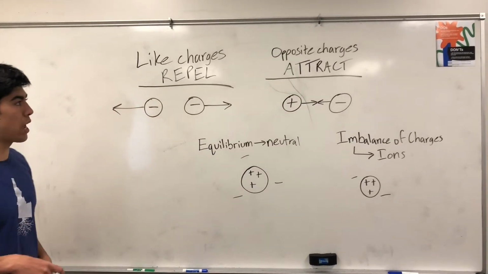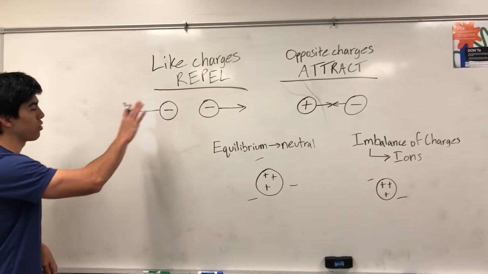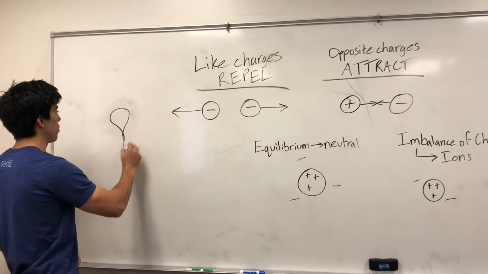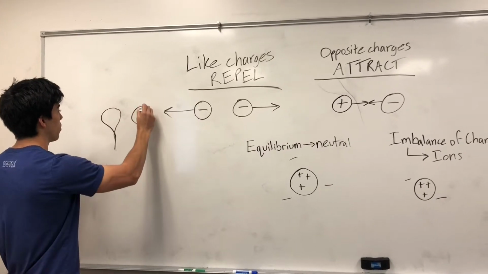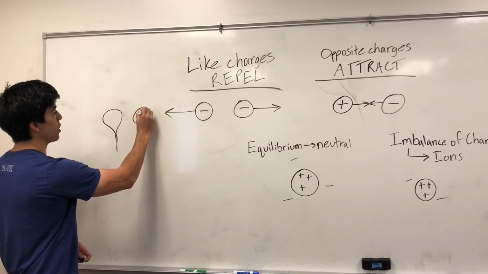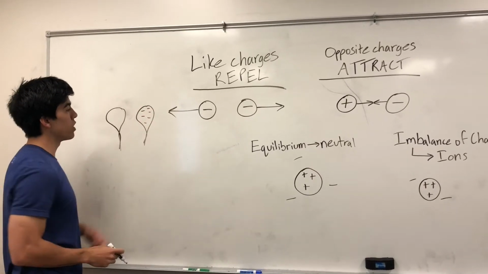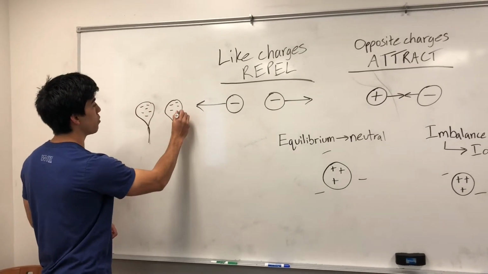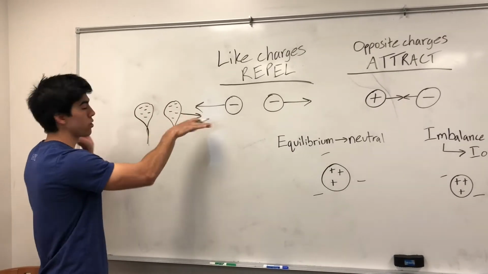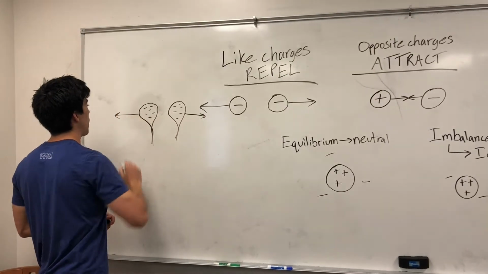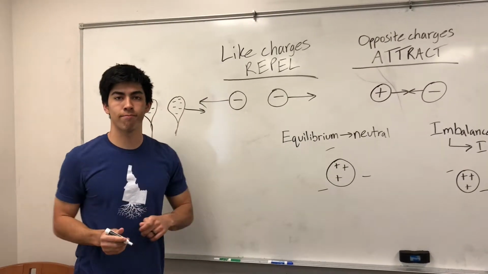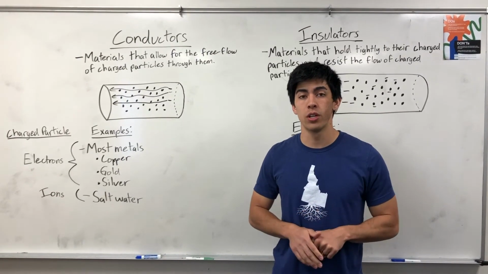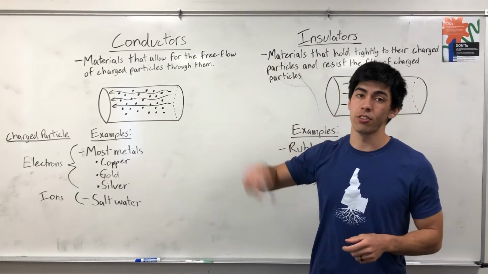So one real world application that you can see is when you have 2 balloons with an excess of electrons, meaning they have negative charges on them. What you'll observe is that they will repel each other and exert forces in opposite directions. And this is what causes that repelling force. So now that we understand the concept of charged particles, we're going to dive into conductors and insulators.